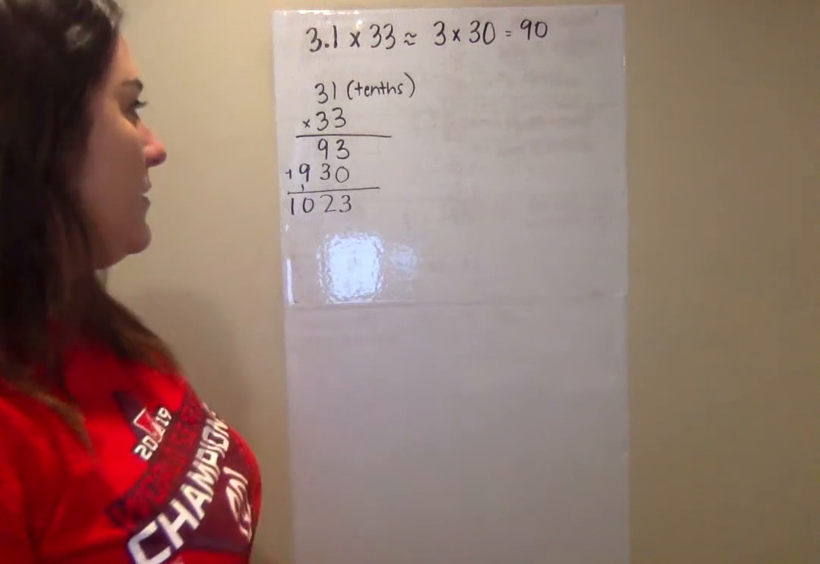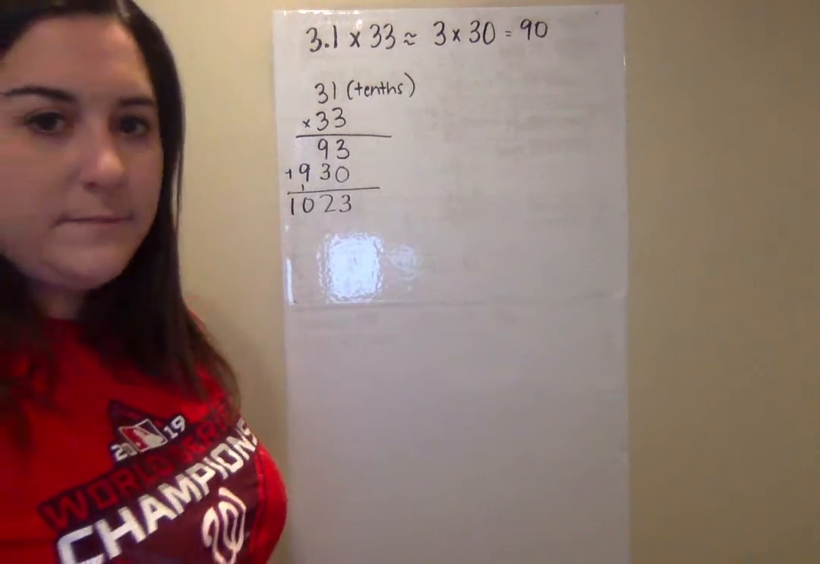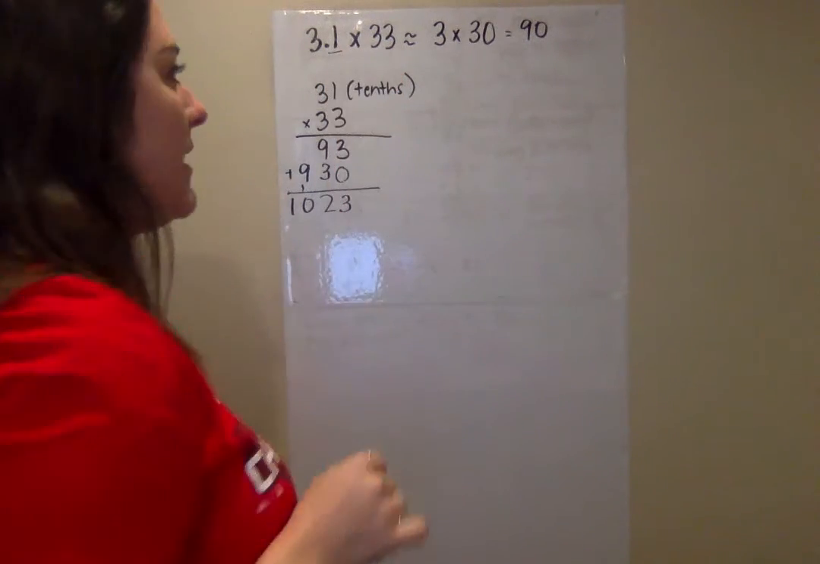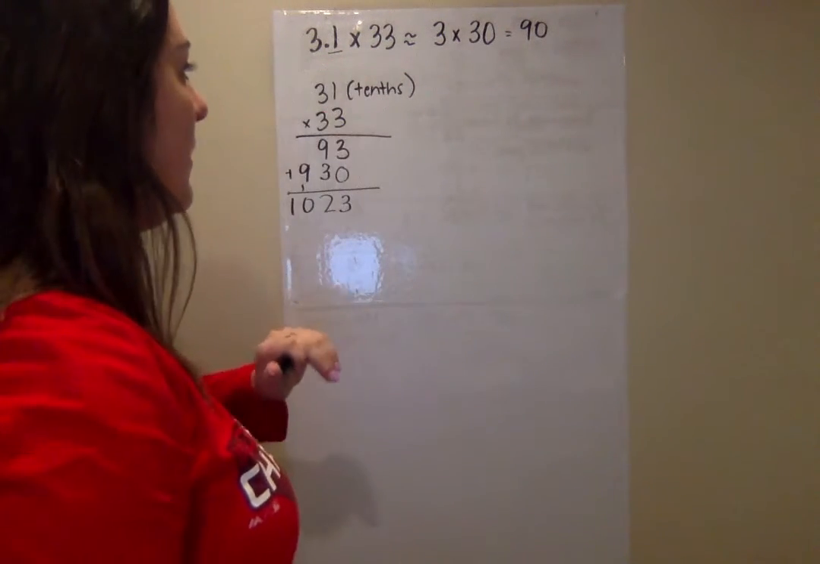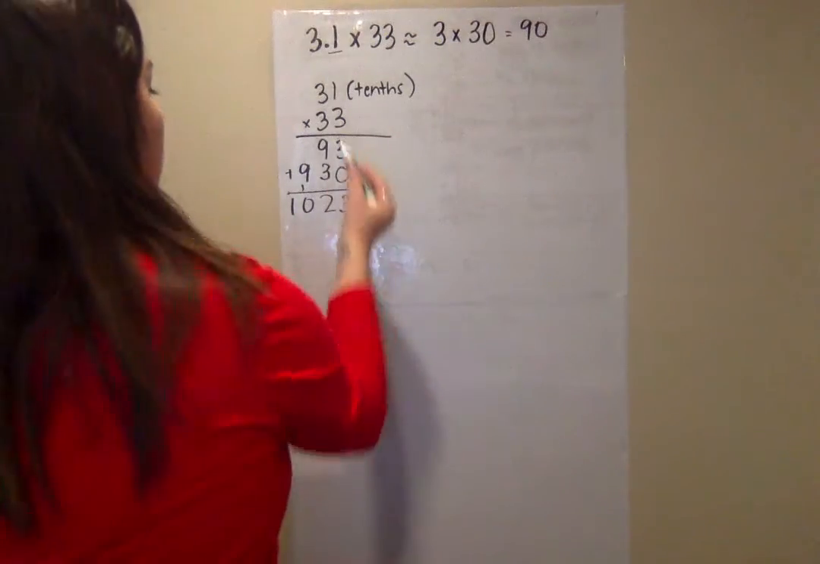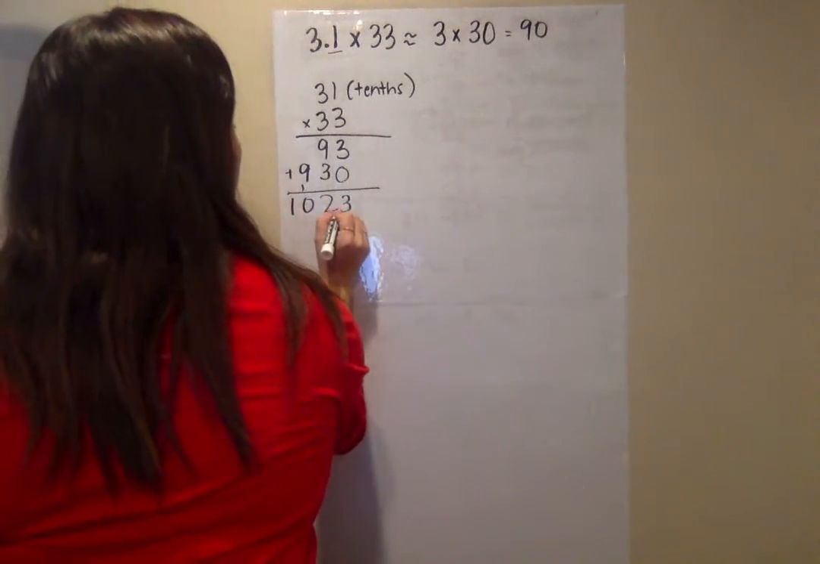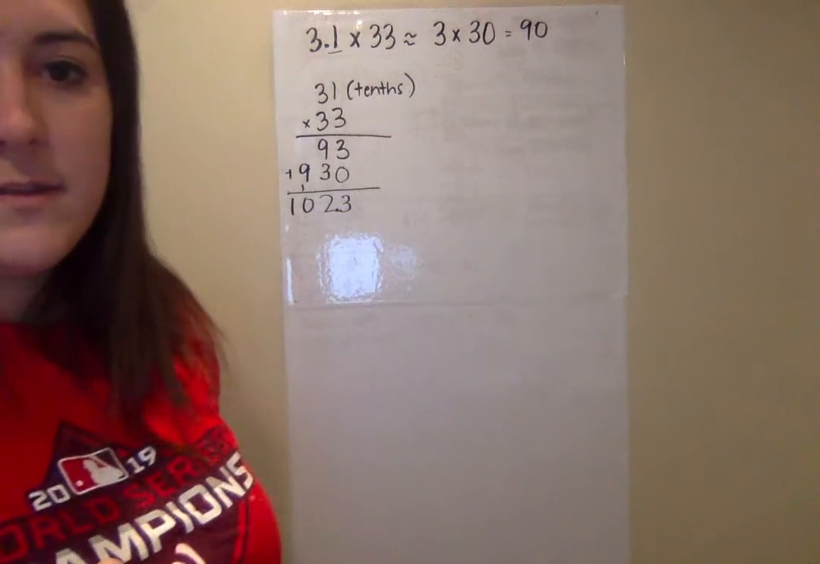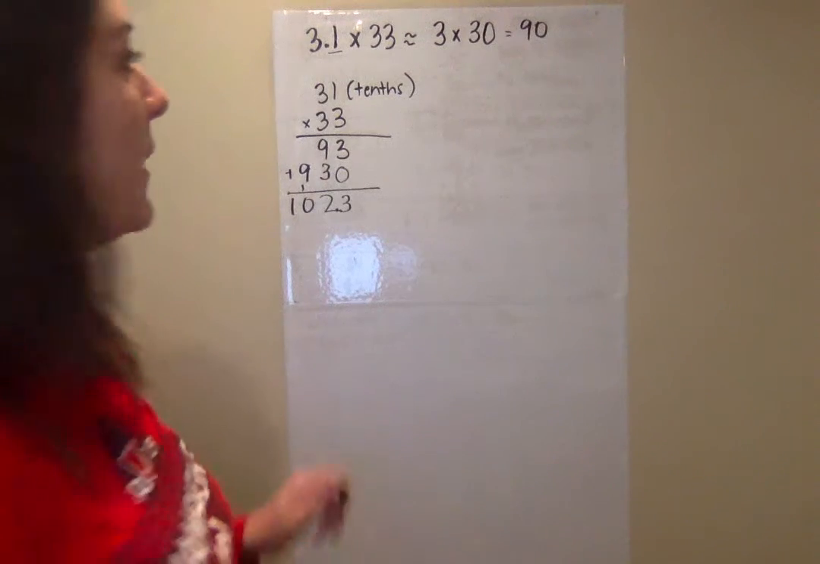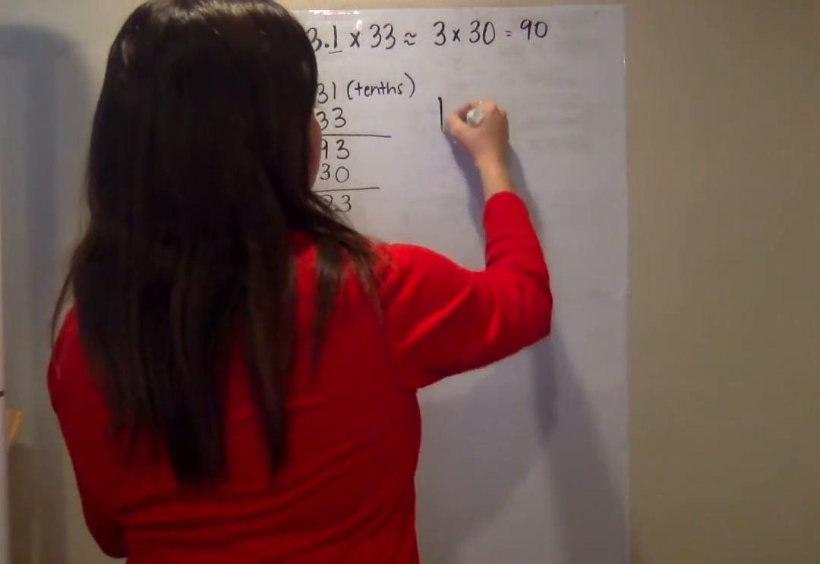So now I have 1,023 tenths, all right? Again, how many digits do I have behind that decimal altogether in the whole problem? And what is 1,023 tenths written as a decimal? We're going to say that's the same as 102 3/10. Okay, 102 3/10. Going over to my area model.